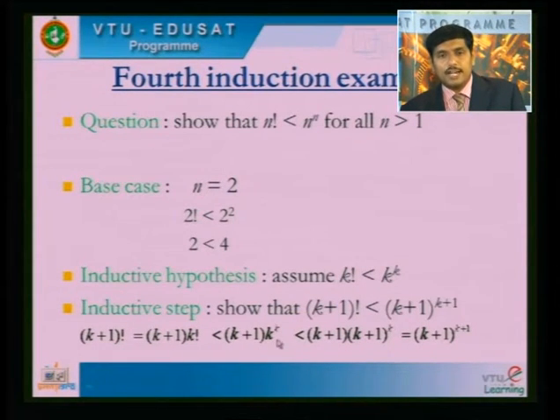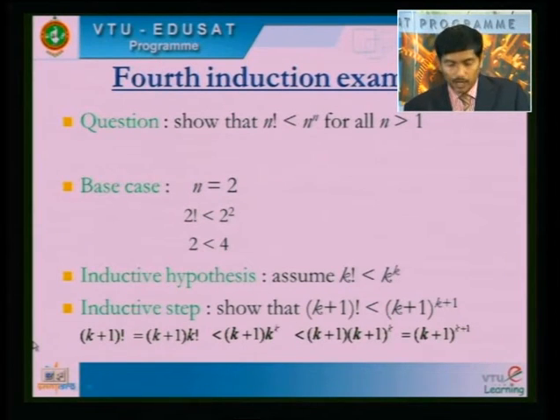Definitely, this value k plus 1 to the power of k is greater than this value. Then k plus 1 into k plus 1 to the power of k becomes k plus 1 to the power of k plus 1. That means k plus 1 factorial is less than k plus 1 to the power of k plus 1, which means this is true for the P of k plus 1 case.